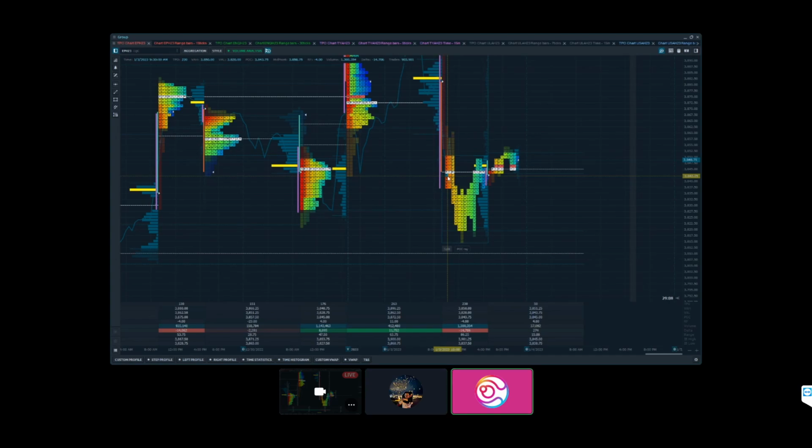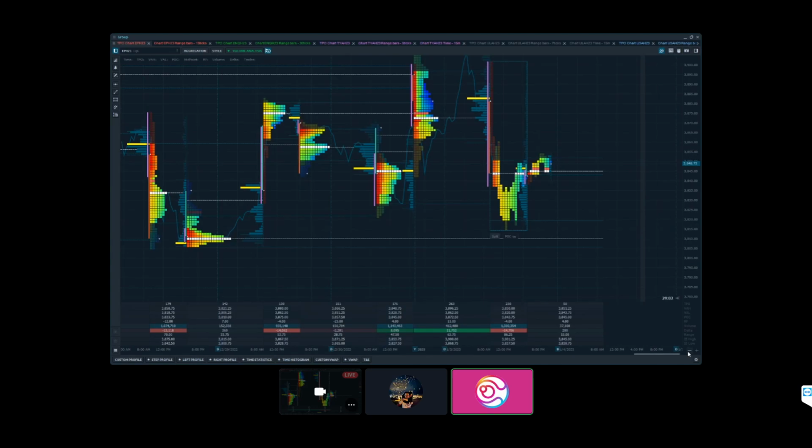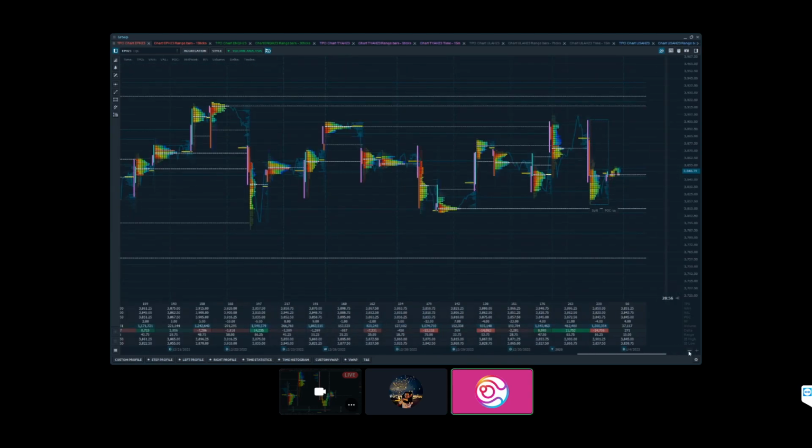But again, I would not use the shape of the profile to guide any trading decisions. It's helpful for overall context, but I don't see the market profile and say, oh, this is a P-shaped day, that means there's a lot of shorts covering, right? I don't think of it that way. You do think of it that way, but I don't take my trades based on that.